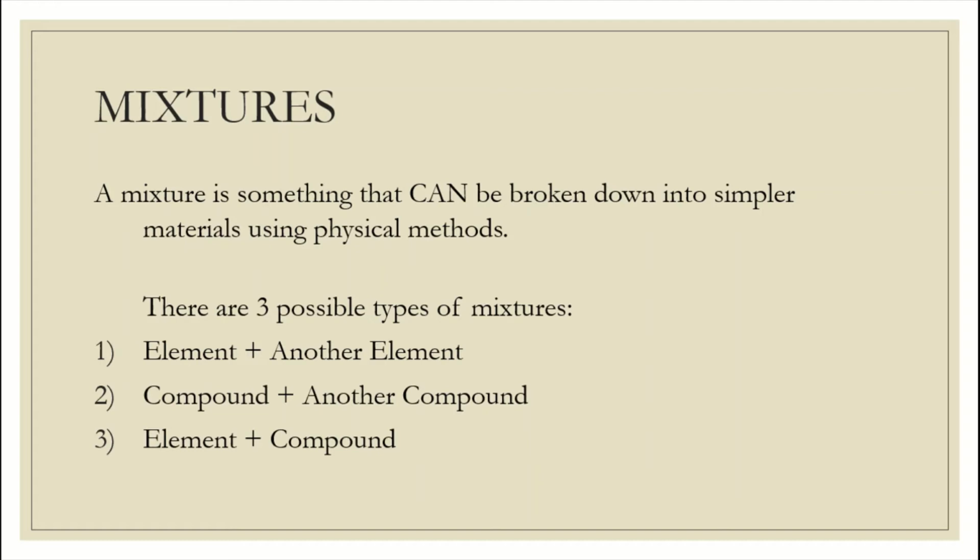Compound and another compound. You can mix a compound with a compound. Remember, a compound is composed of two or more elements already that form another substance. So compound plus compound. Number three, element and a compound: a single element and a composition of two or more elements, which is a compound. You can add these up. That could be a possible mixture.